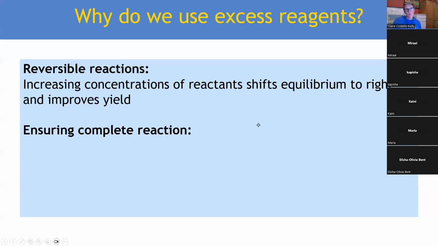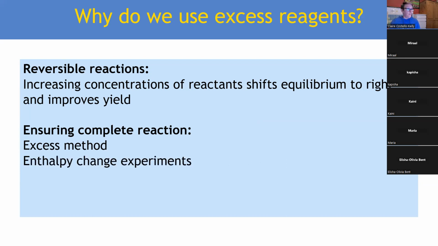From a practical point of view, the excess method is where I literally add too much of something, and I do it to make sure that all my acid reacts, for example. So if I'm adding some magnesium to some acid, I might add more magnesium than I need, and then I can just filter it out. So it's easy to remove. Whereas if I had leftover acid, I can't remove that from the solution so easily. So I might deliberately do it so that one of my things gets all used up.